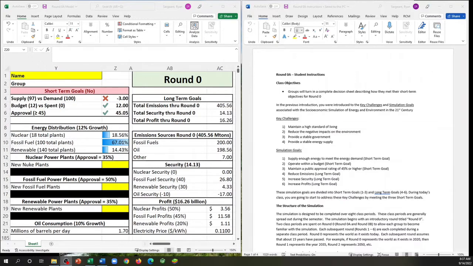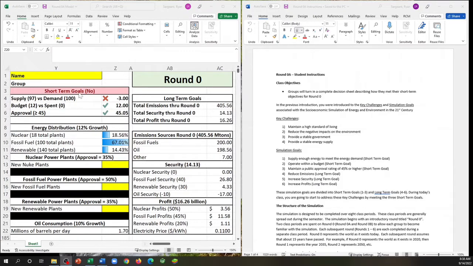Because this simulation places you in the role of the government, you need to maintain a stable government. And finally, you also have to be able to produce a stable energy supply. The simulation is built on 6 goals. There are 3 goals that are short-term goals, and there are 3 goals that are long-term goals. Let's take a look at the short-term goals in this video.